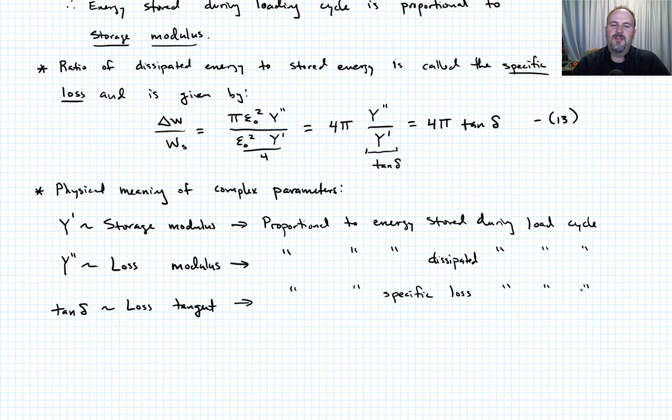So those are the 3 key parameters to describe oscillatory loading in viscoelastic materials and what their physical meanings are, so you hopefully now have a better sense of why we call those things the storage modulus, the loss modulus, and the loss tangent.